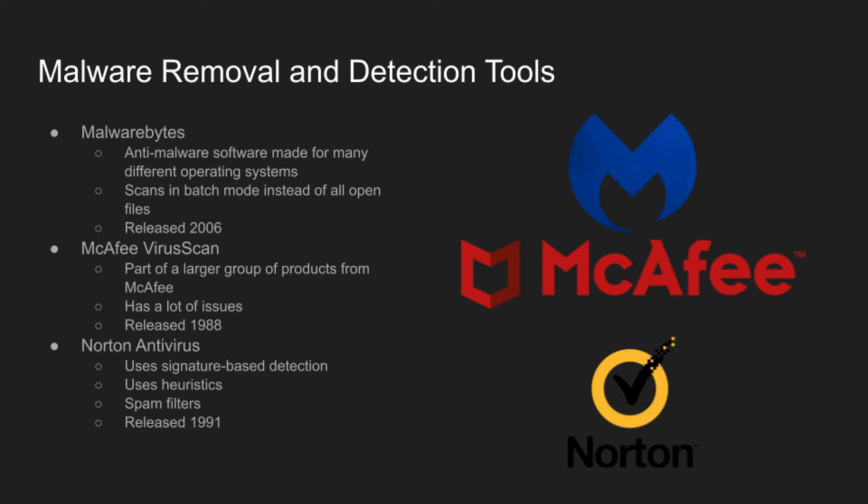Next is McAfee VirusScan. This is part of a larger group of products from McAfee. It is known to have a lot of issues with it, and their customer service is known to not be the best either. And this was released in 1988. Finally, there's Norton Antivirus, which uses signature-based detection as well as heuristics to detect malware. They also have a first line of defense in the form of email and spam filters to prevent phishing emails from coming across. And this was released in 1991.